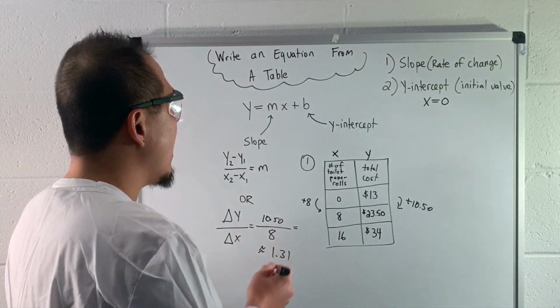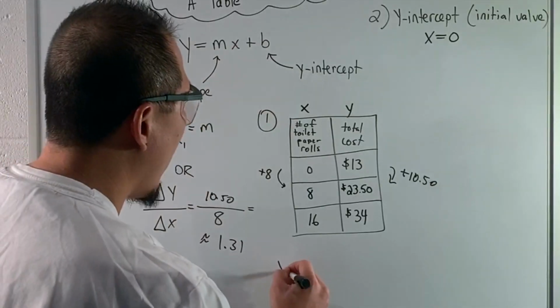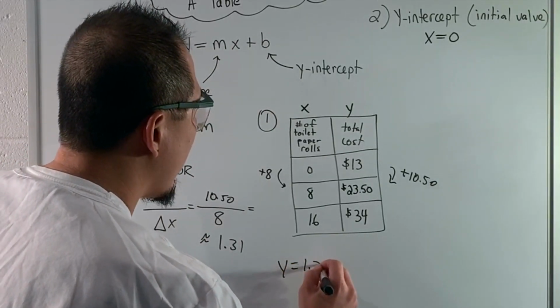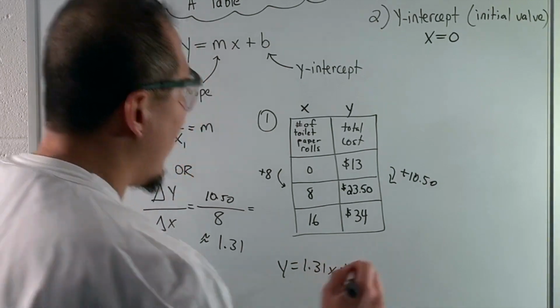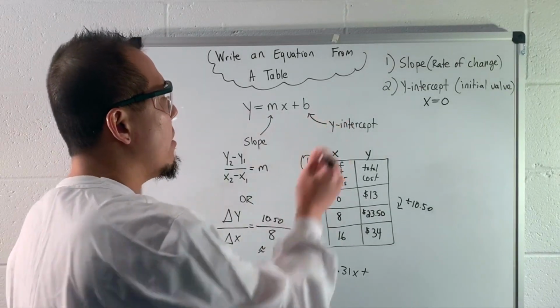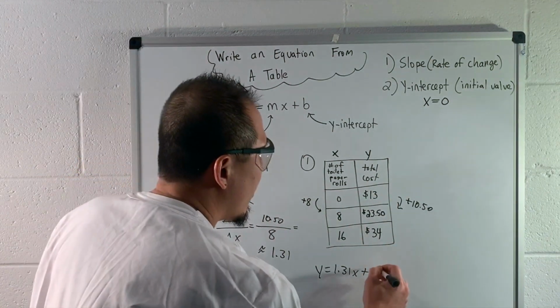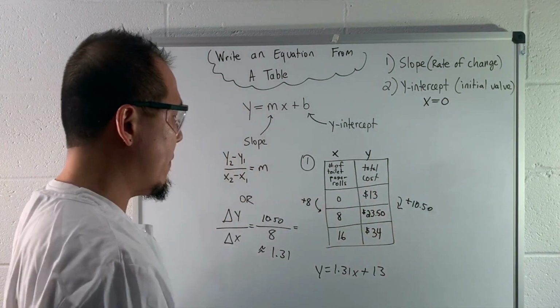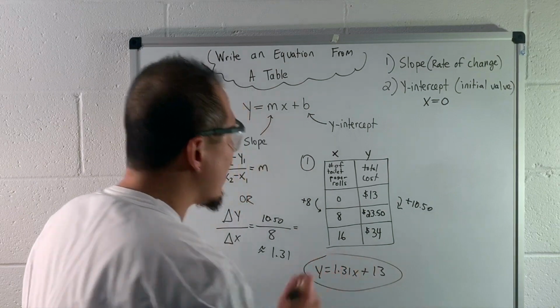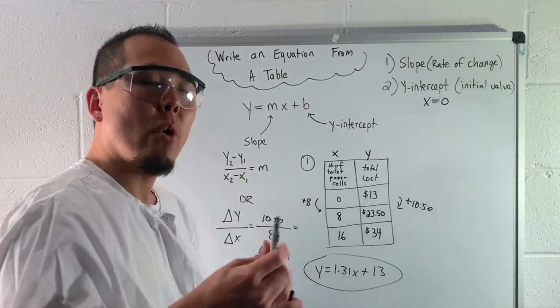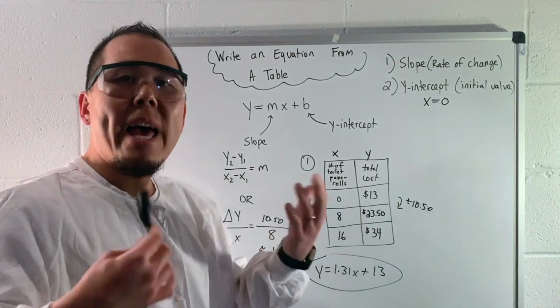And if we take that, plug it in for m, we get y equals 1.31x plus, don't forget, our y-intercept or initial value is when x equals 0, so plus 13. So again, this would be the equation to find the cost of toilet paper rolls if you buy x amount.